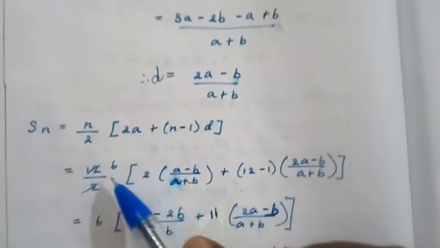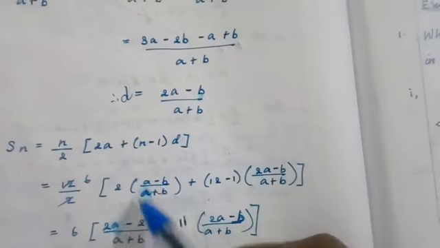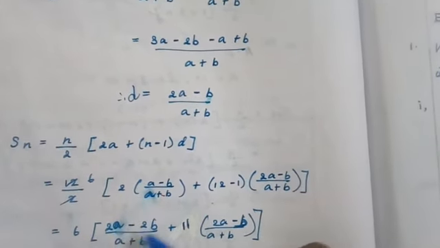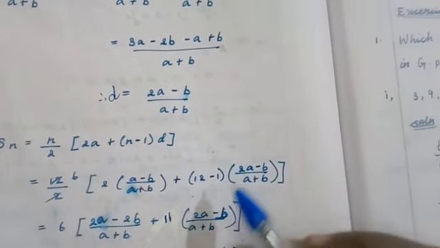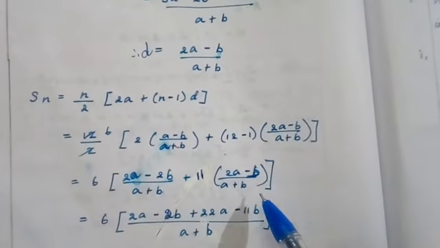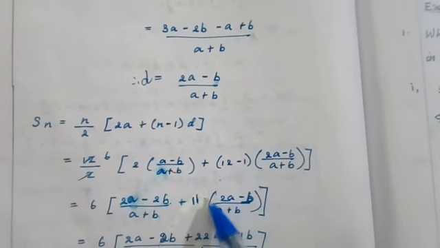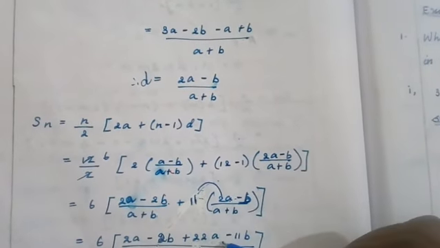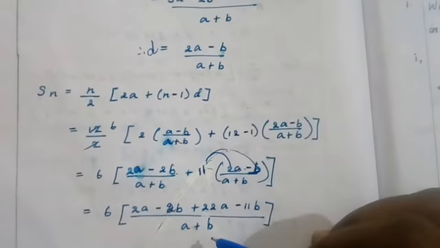Now outside, cancelling is possible. You may cancel 1 time, 6 times. So 6 into, the 2 take inside, that is 2 into a, 2a minus 2b by a plus b, plus 12 minus 1 is 11, 11 into 2a minus b by a plus b. Now the denominators are the same, so you add the numerators: 2a minus 2b plus 11 is common outside. So 11 into 2, 22: 22a minus 11b, whole divided by a plus b.